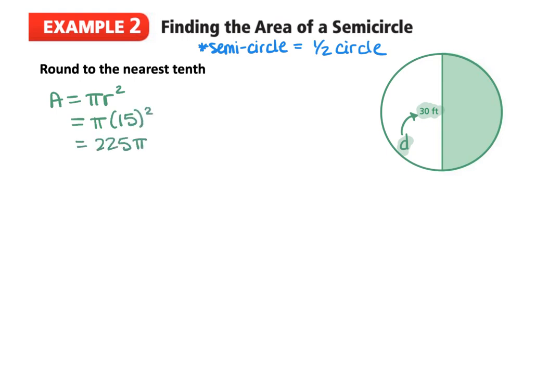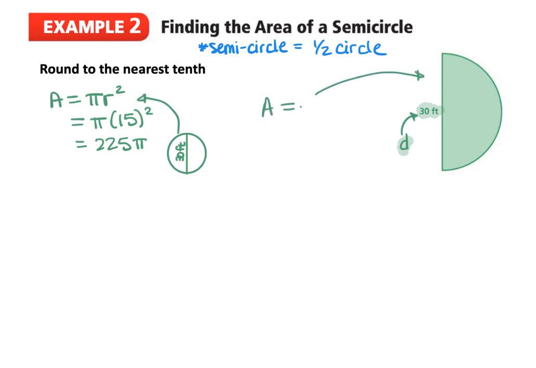Now again, this area that we just calculated is for the whole entire circle. We don't have the whole entire circle, we have half. So what we want to do then is take our area that we got and divide that by 2. So if our area of our circle was 225 pi, and I'm leaving it this way because it's the most exact answer we can get, and if we divide this by 2, then this gives us 112.5 pi. So that means that the area of our semicircle is going to be 112.5 pi to be most exact.